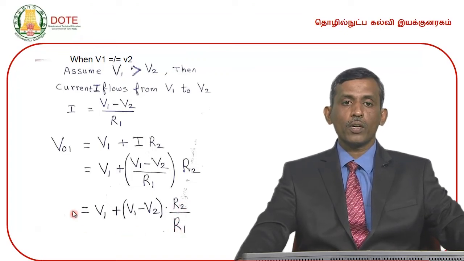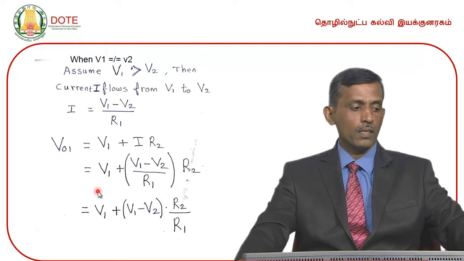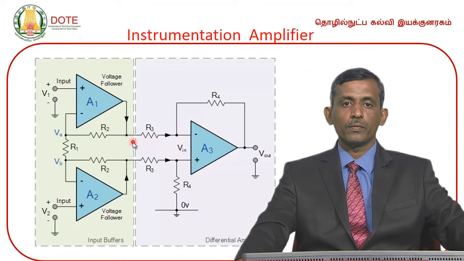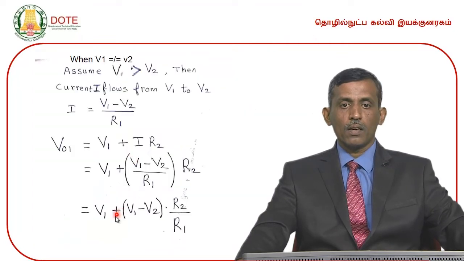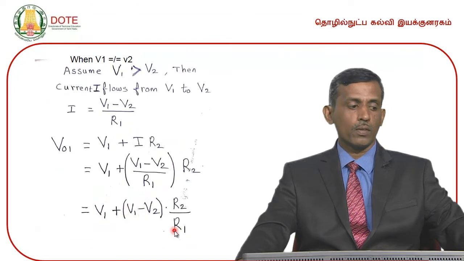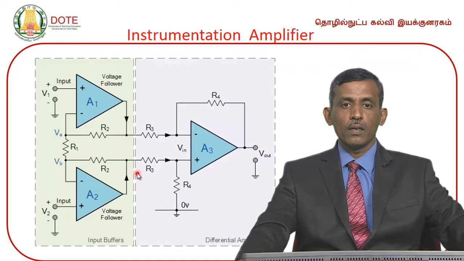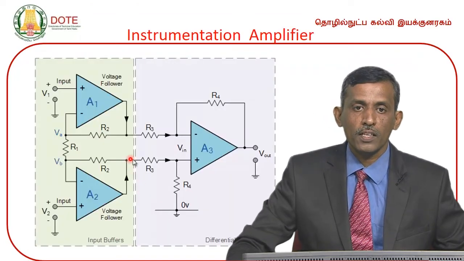So this is the potential at this point, output of A1, that is VO1. So VO1, the potential at the output of A1, is V1 plus V1 minus V2 into R2 by R1. Similarly, we have to find out the potential at this point.